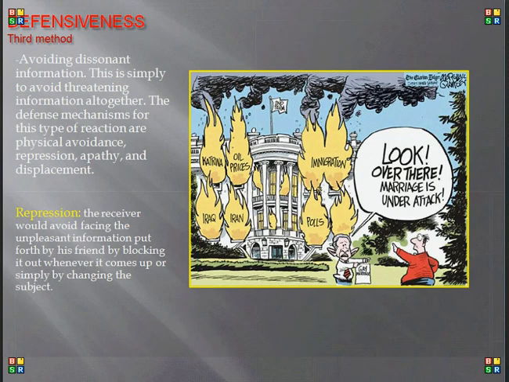The last type of defensive reaction that we'll be discussing is what is known as avoiding dissonant information. This is simply to avoid threatening information altogether. The defense mechanisms for this type of reaction are physical avoidance, repression, apathy, and displacement. In physical avoidance, the receiver in our previous example would simply avoid the messenger who questions them. Now in repression, the receiver would avoid facing the unpleasant information put forth by his friend by simply blocking it out whenever it comes up or simply changing the subject of discussion.